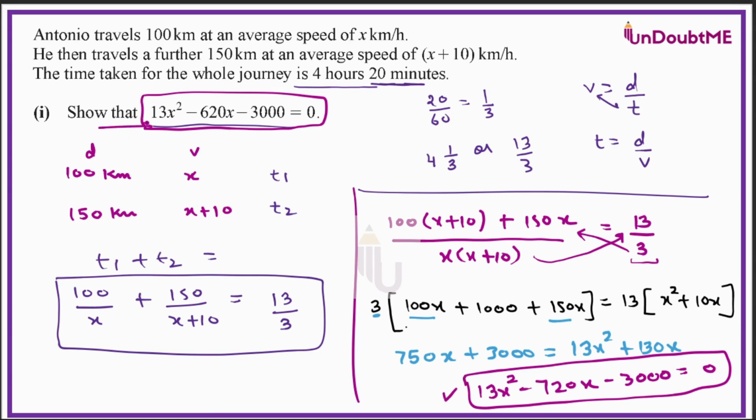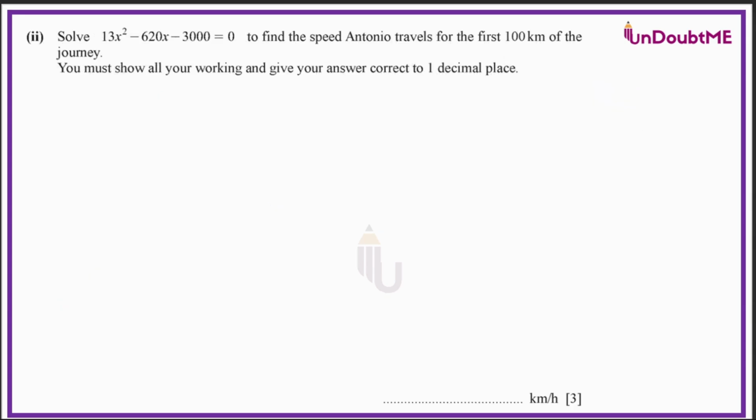You can go through the steps of how it is done. It is very easy, but since there is algebraic simplification over here, we tend to make mistakes. So by practicing, just make sure that you don't make those mistakes which will not take you to this answer. Okay, let's move on. Next part of this question is to solve to find the speed of Antonio's travel for the first 100 km of the journey.